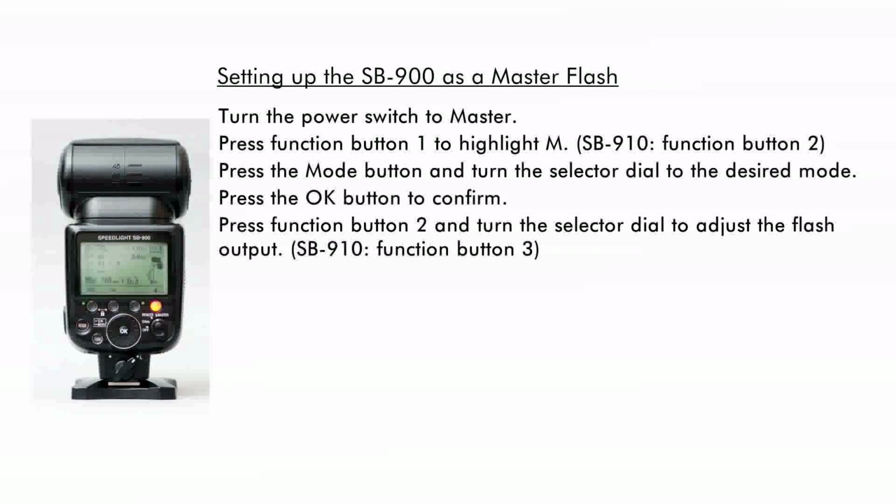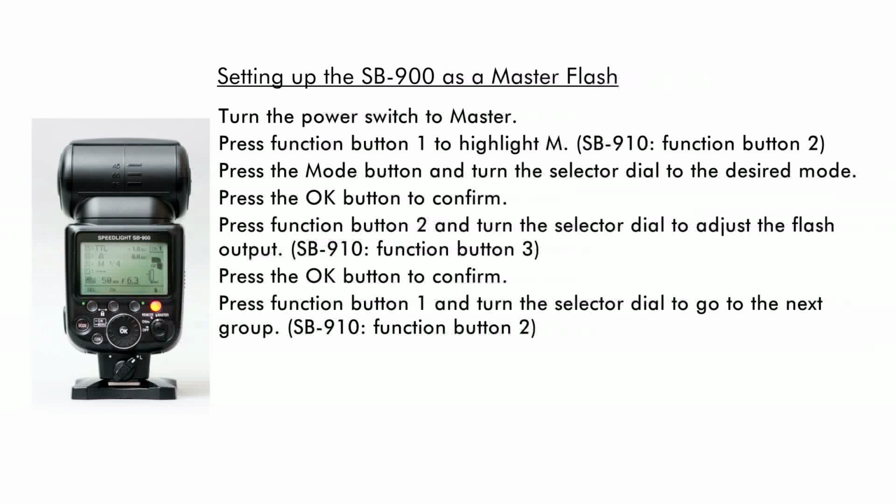You can adjust the flash output level by pressing function button 2, turning the selector dial, and confirming with the OK button. On the SB910, use function button 3. If you have another group of remote Speedlights, press function button 1 again and turn the selector dial to go to the next group. Use function button 2 on the SB910.